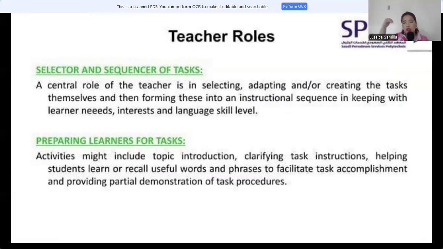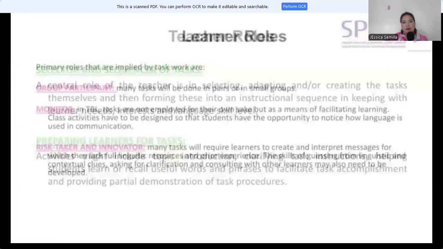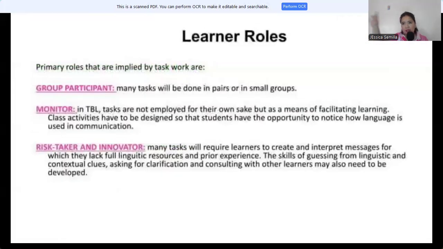So the goal of the teacher here is facilitating and managing the class in terms of classroom discipline, looking at their needs and the struggles of the learners. The teachers also prepare the learners for the task by introducing and clarifying the task, helping the students recall some useful words or phrases, and giving some hints on how they are going to accomplish the task. So again, the teacher's role is basically that of a facilitator.